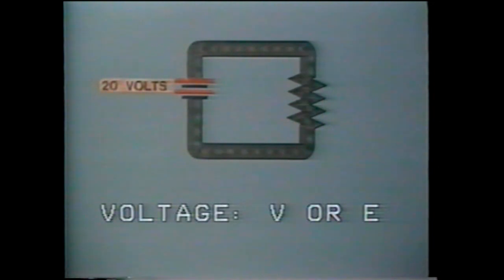Okay, let's begin our review of fundamentals by taking a brief look at a simple electrical circuit. This is a battery whose function in the circuit is to force electrons around the circuit like this. The stronger the battery, the more electrons are forced around the circuit each second. The strength of the battery is measured in volts. In this case, 20 volts. Voltage is represented by V, or E, where E stands for electromotive force.